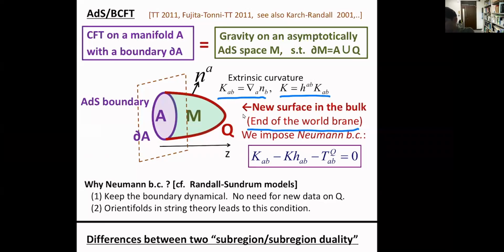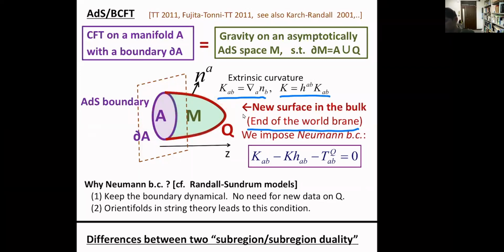So the physical meaning is like this. If we impose a Dirichlet boundary condition, that means just a fixed metric, but this is not good here. We usually impose the Dirichlet boundary condition on the AdS boundary, because we are interested in the CFT on a particular manifold with a particular metric. So we impose it here, but we don't want to impose a Dirichlet boundary condition here.